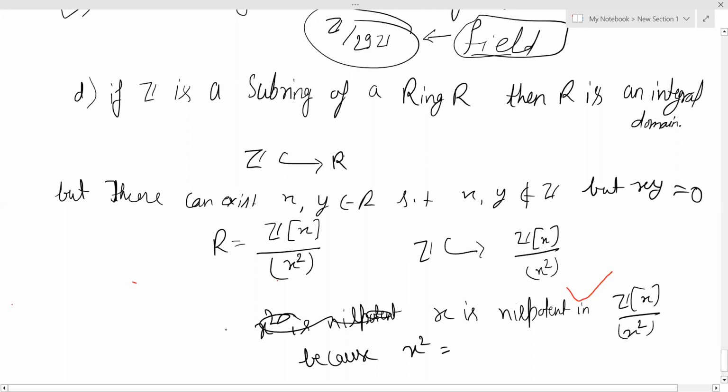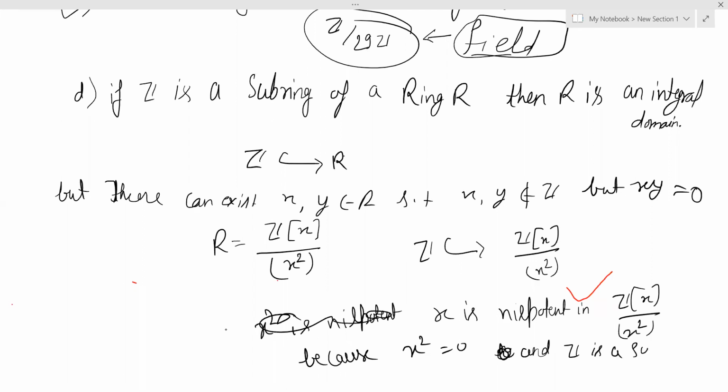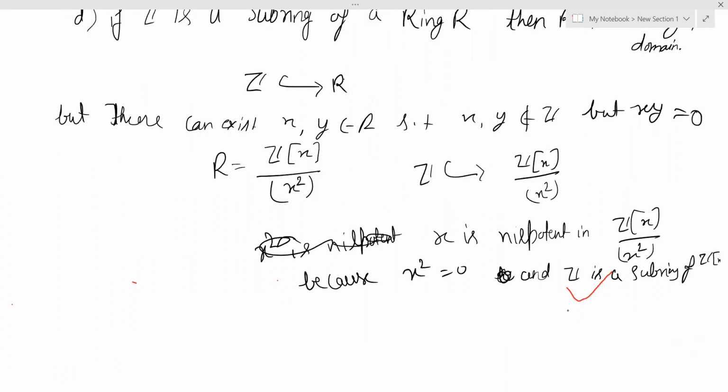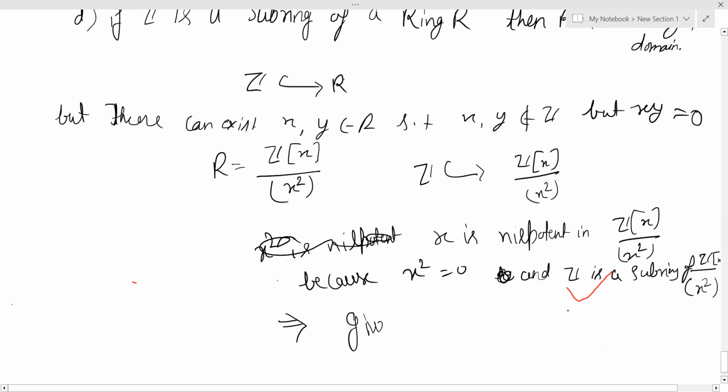because x square equals 0, and Z is a subring of Z[x] mod x square. This implies what? The given statement is false, right? Agreed or not?